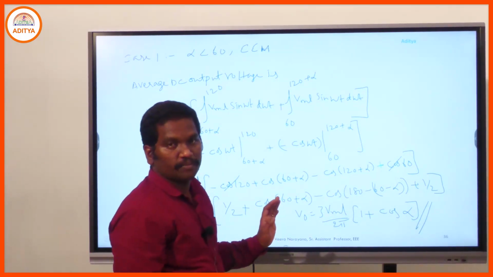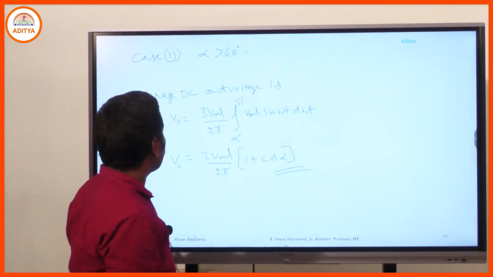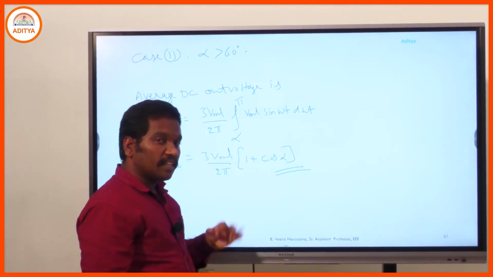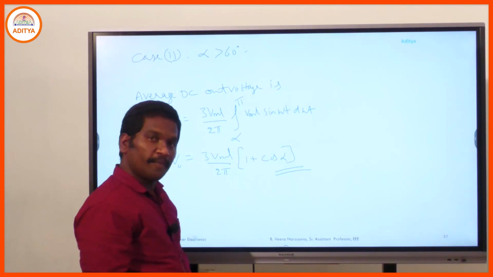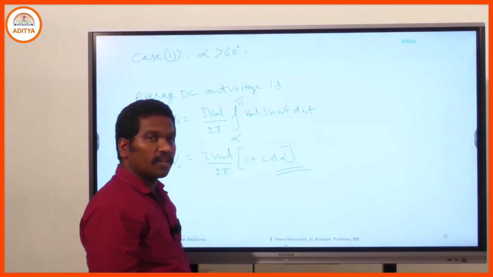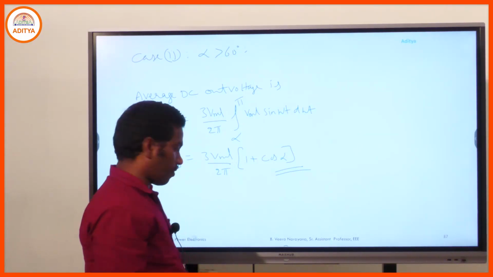By simplifying this, finally you are getting the output voltage expression as 3 VML by 2 pi into 1 plus cos alpha. And in the discontinuous conduction mode, in the second case for alpha greater than 60 degrees, we are getting only three pulses. So 3 VML by 2 pi integral alpha to pi VML sin omega t d omega t. By simplifying this expression, we are getting 3 VML by 2 pi into 1 plus cos alpha.